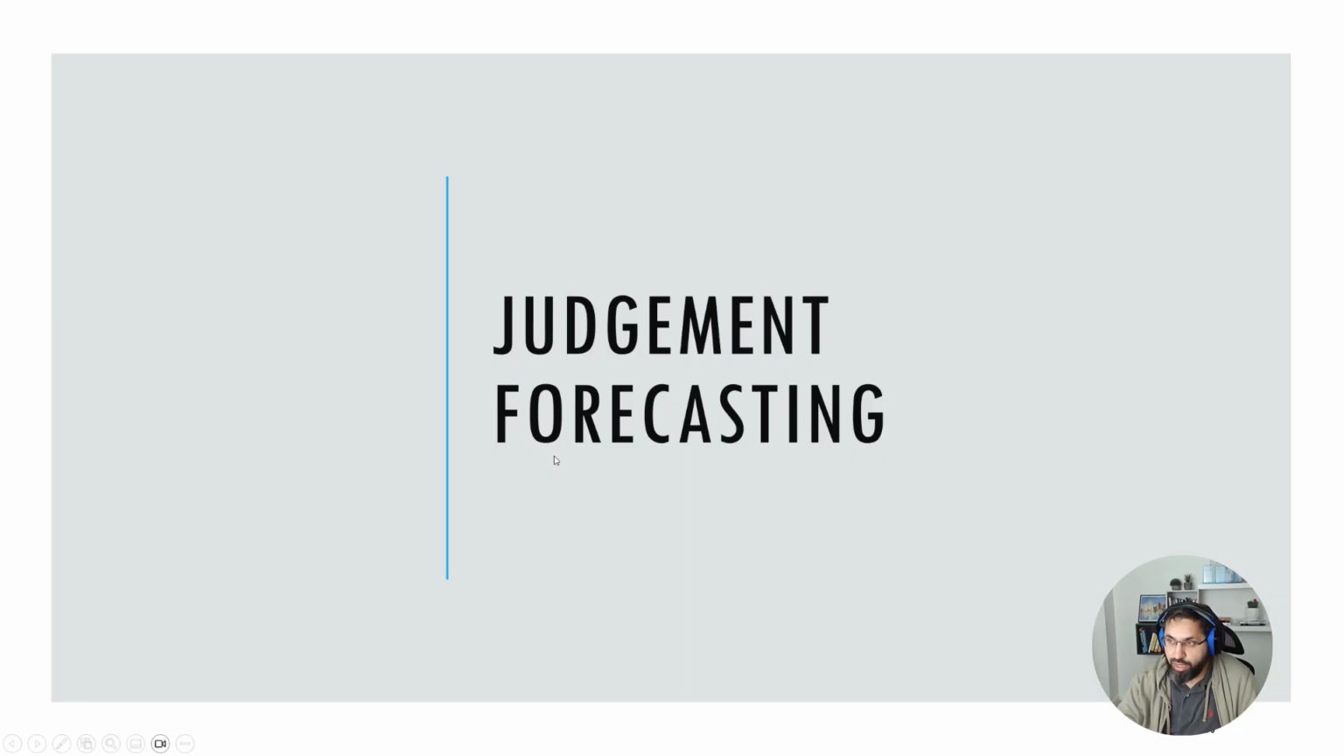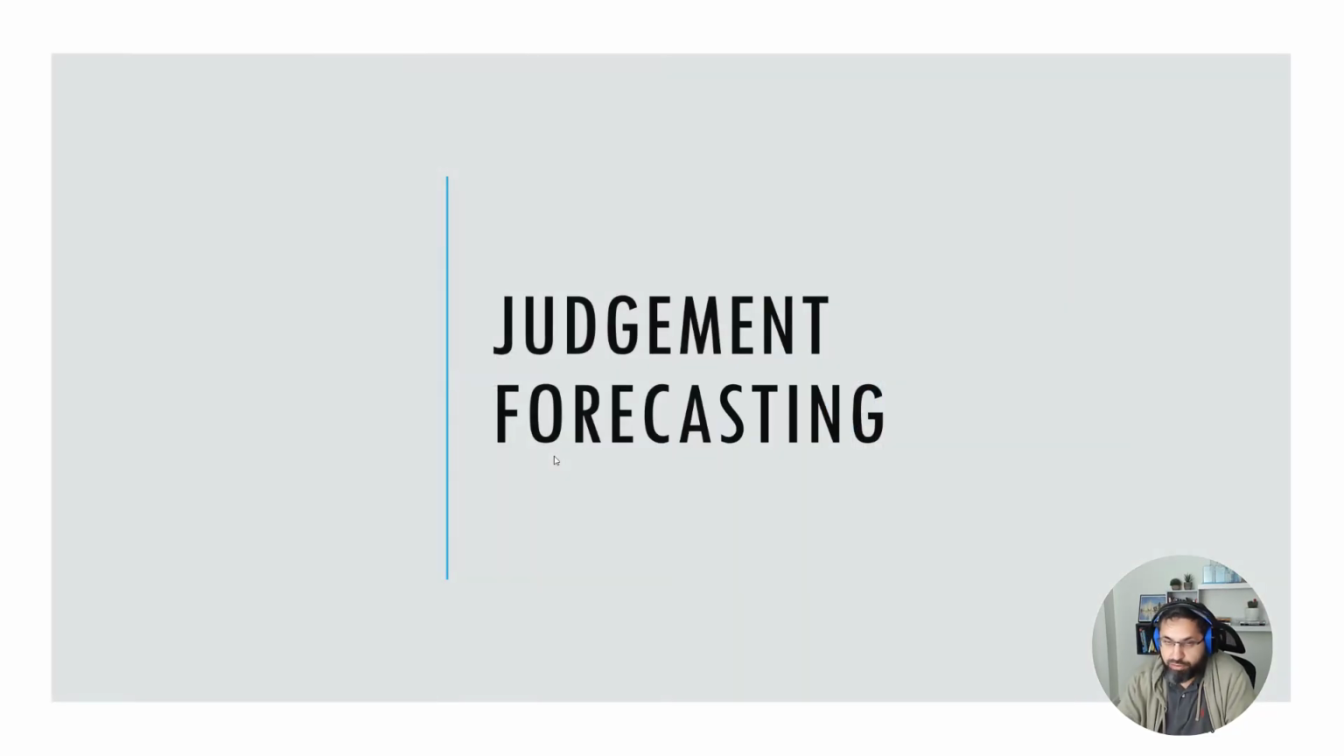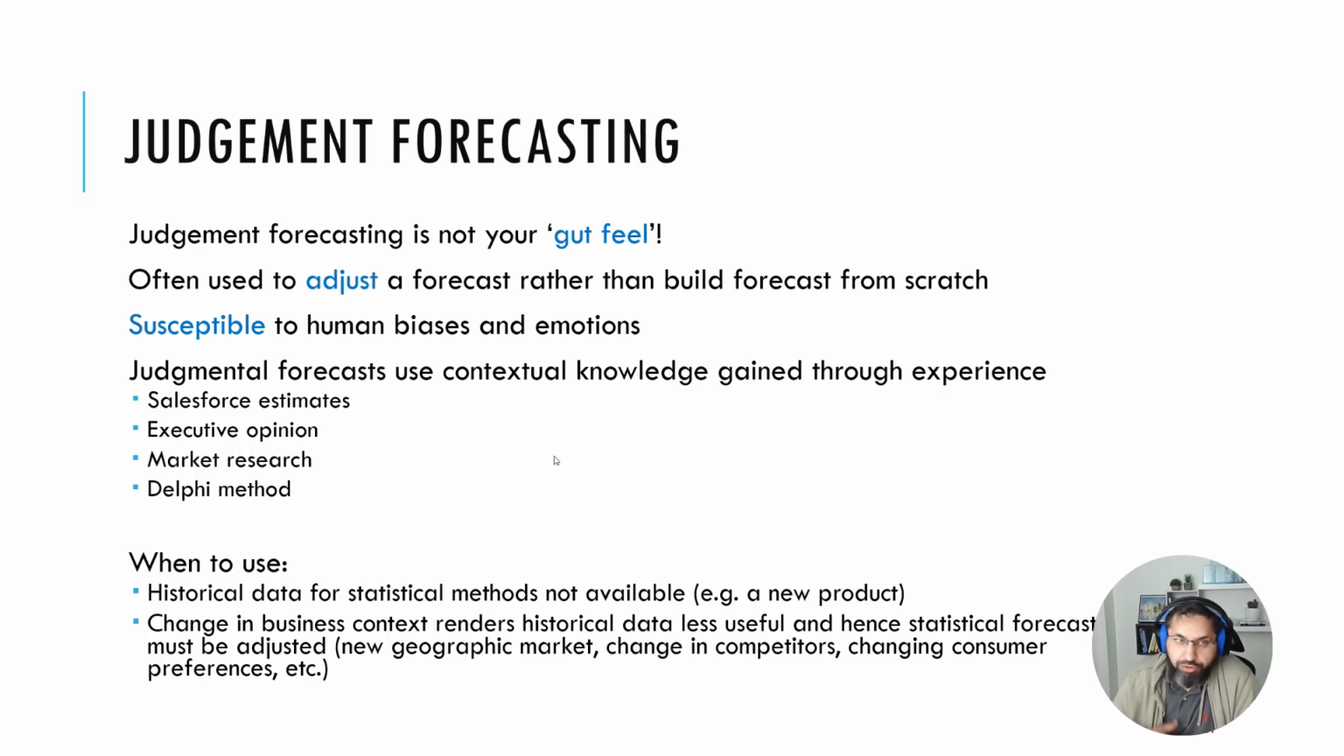Okay, so now that we've finished dealing with seasonal data, we're going to look at judgment forecasting. This is a technique where you try to get information about the context, the business situation, the economy, and try to come up with a reasonable forecast. It's kind of like your gut feel, and it's often used to adjust forecasts from statistical methods rather than be a forecast on its own, because it is susceptible to human biases.